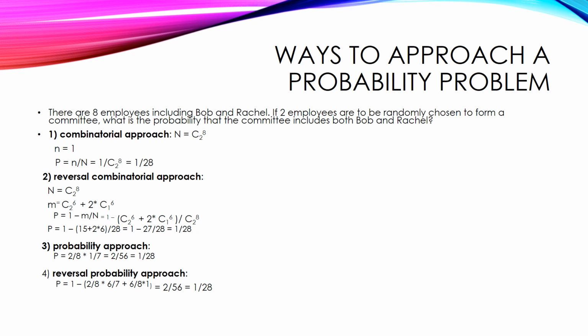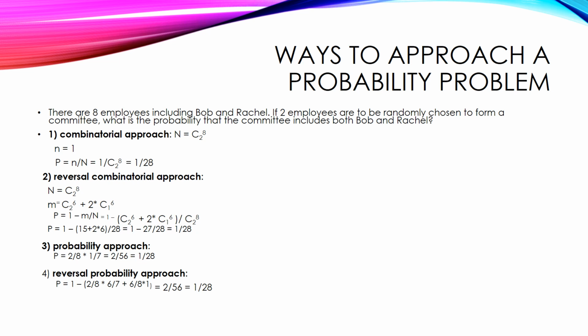Following the probability approach, the probability of choosing Bob or Rachel as the first person in the committee is 2 by 8. The probability of choosing Rachel or Bob as the second person when the first person is already chosen is 1 by 7. The probability the committee includes both Bob and Rachel is P is equal to 2 by 8 into 1 by 7 is equal to 2 by 56 is equal to 1 by 28.